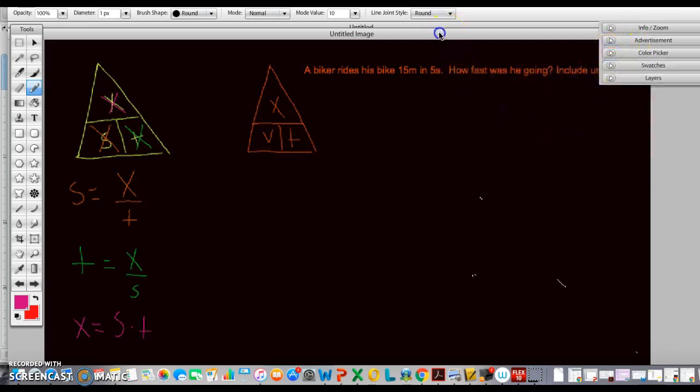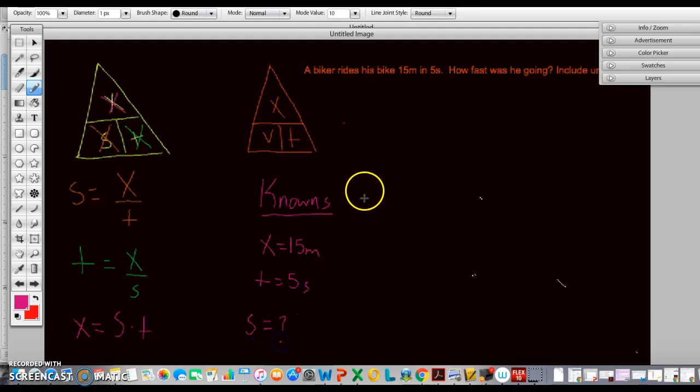So the question reads, a biker rides his bike 15 meters in 5 seconds. How fast was he going? All right, so our knowns, they give us the distance, which is 15 meters. They give us the time, which is 5 seconds, and we're trying to find the speed.